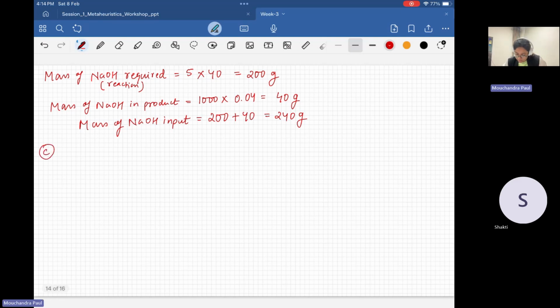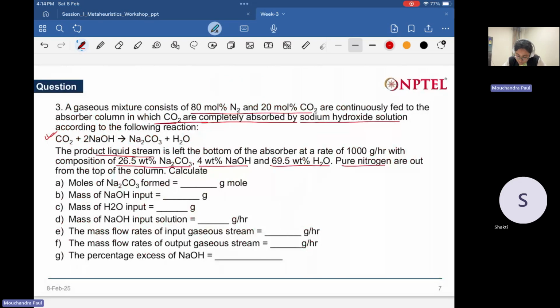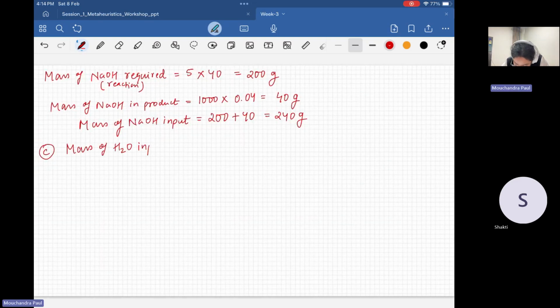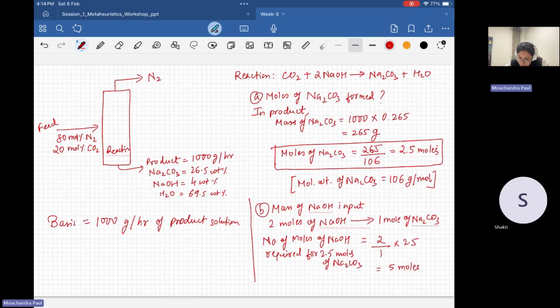Now this is part B done. What is part C? Input of water, mass of water input. This is the question. So if we look at the reaction again, we will see water is produced in the product, and for every 1 mole of sodium carbonate, 1 mole of H2O is formed. So they are equivalent, a 1:1 ratio is there.